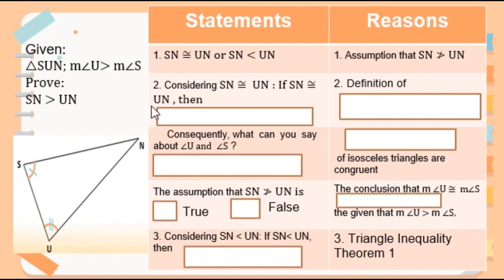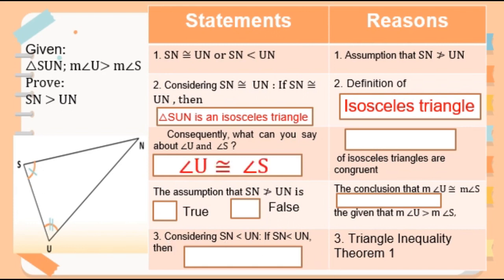Alright? So for our second statement, considering SN is congruent to UN. So if SN is congruent to UN, then we have two equal sides. Then triangle SUN is an isosceles triangle. So if you have this statement, the reason is definition of isosceles triangle. Alright? So consequently, what can you say about angle U, this angle, and angle S? Alright, angle U is congruent to angle S. The reason is base angles of isosceles triangles are congruent.